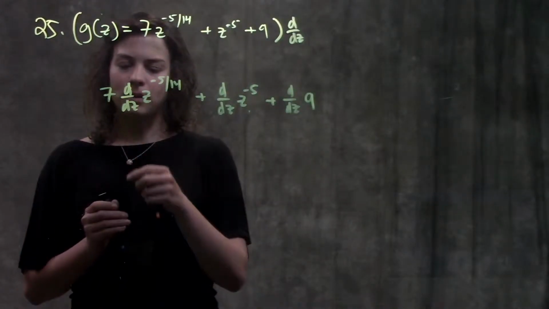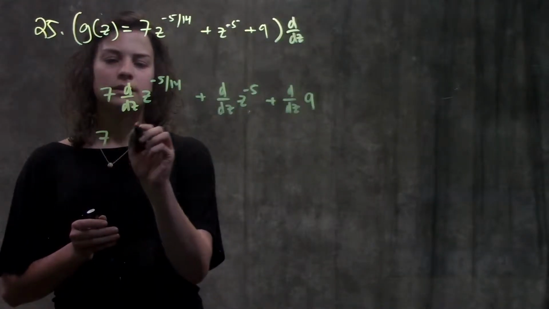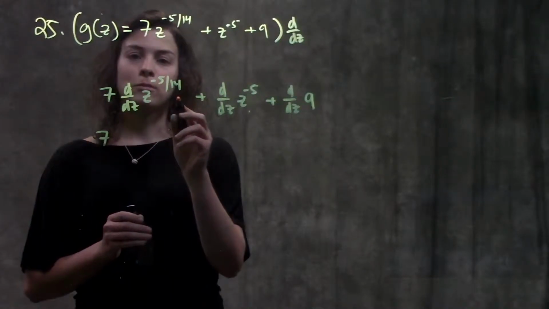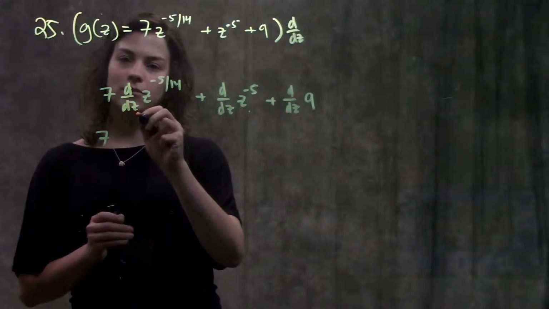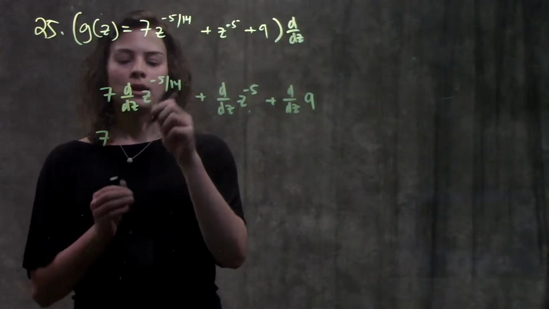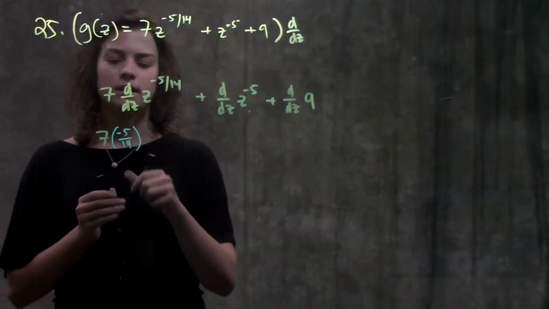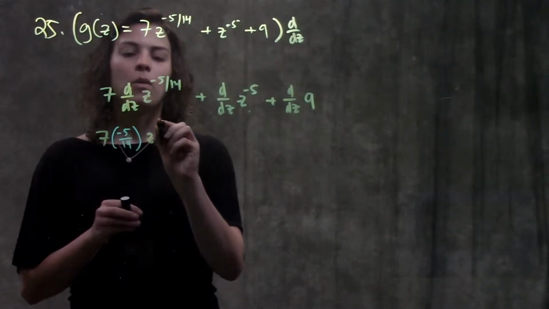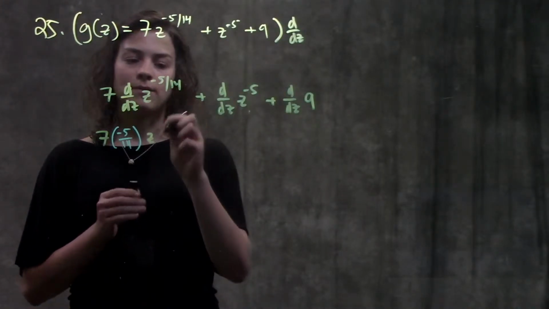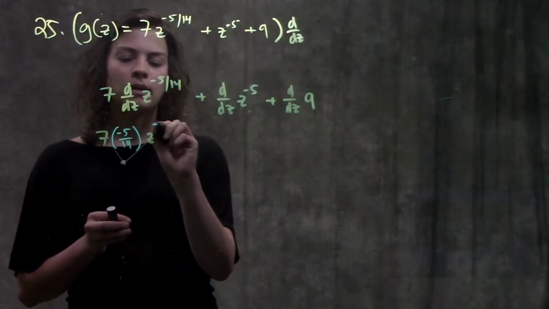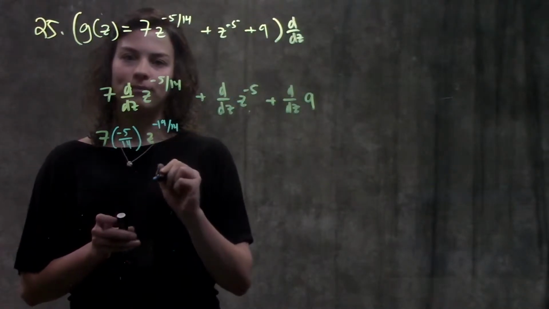Looking at this first part, I have 7 times, whenever I have an exponent, remember my rule tells me to bring the exponent to the front and then subtract 1. So I bring this exponent to the front, so I just have minus 5 over 14 times z. When I subtract 1 from minus 5 over 14, I'm going to end up getting minus 19 over 14.